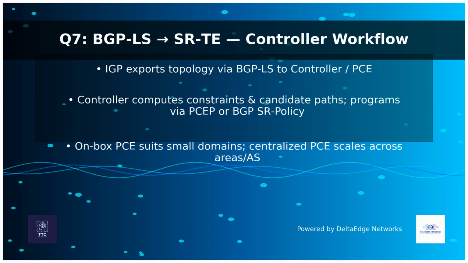Q7. BGP-LS SR-TE controller workflow. Your IGP exports topology via BGP-LS to a controller or PCE. The controller computes candidate paths under your constraints, then programs headends via PCEP or BGP-SR policy. On-box PCE can work for small domains. Centralized scales cleanly across areas or AS boundaries.